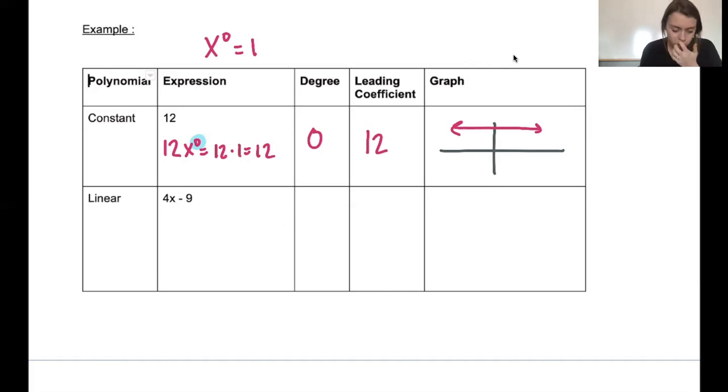Okay, linear function. Another fun fact is x to the first power is just x, because anything to the first power is just itself. And so in 4x minus 19, that x has a 1, so the degree is 1, and then the leading coefficient is going to be 4. So our degree was 1, and our leading coefficient was 4. So that's where I'm getting these from.